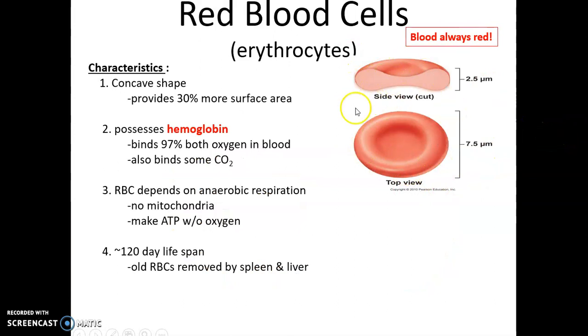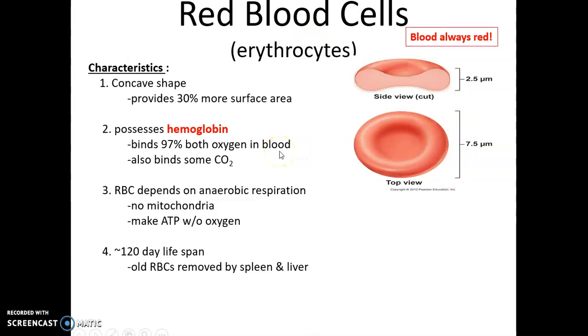So erythrocytes, again, have a concave shape. I basically imagine after the nucleus gets expelled, it sort of leaves a little dimple in the erythrocytes. They possess hemoglobin, basically bags of hemoglobin that binds almost all of the oxygen in blood and also can bind some carbon dioxide. The erythrocytes depend on anaerobic respiration. They do not have mitochondria. They do not use oxygen to make ATP, to produce their energy. So they don't use the important nutrient they are carrying.